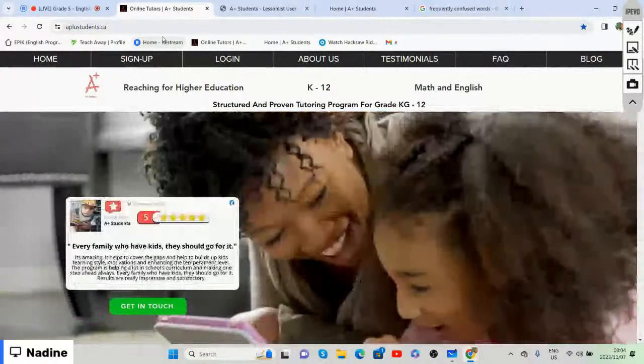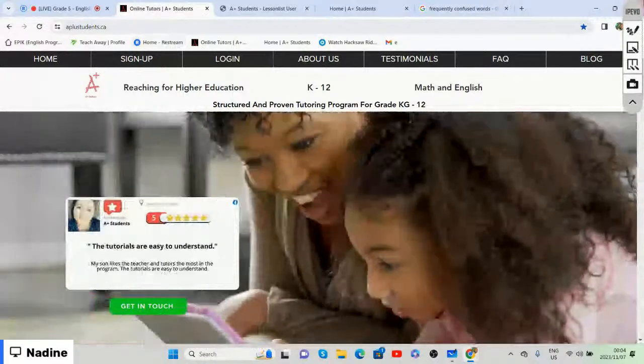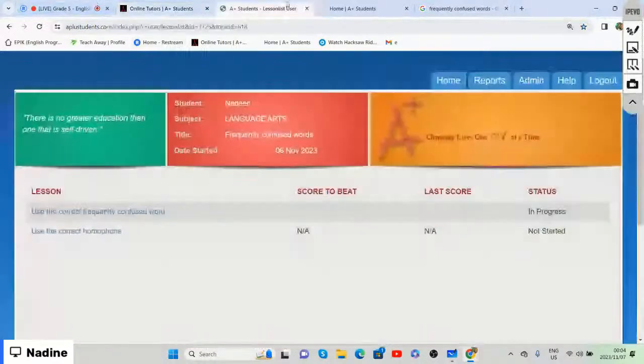All right, so once you have selected grade 5, you're going to scroll down until you get to the chapter of frequently confused words. So we're going to find out what frequently confused words are, but it's definitely to do with words that are misused or confused for another word because either it sounds the same or the spelling is similar.